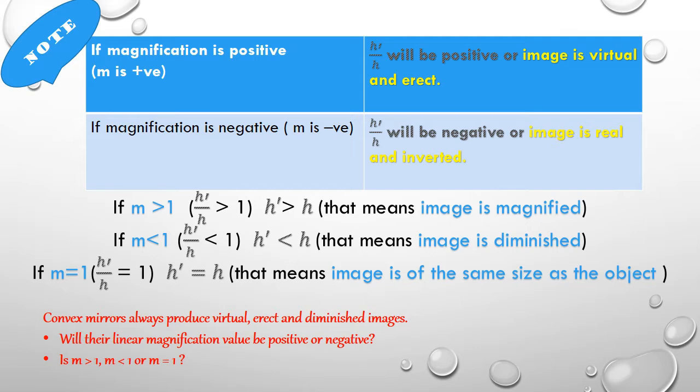Now some questions. Convex mirrors always produce virtual, erect and diminished images, we know. So will their linear magnification value be positive or negative? Is m greater than 1, m less than 1, or m is equal to 1? Children, try to give the answer.